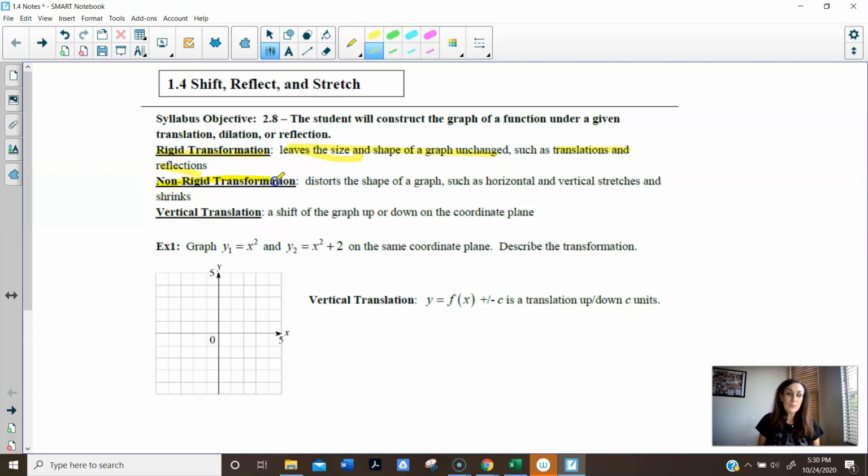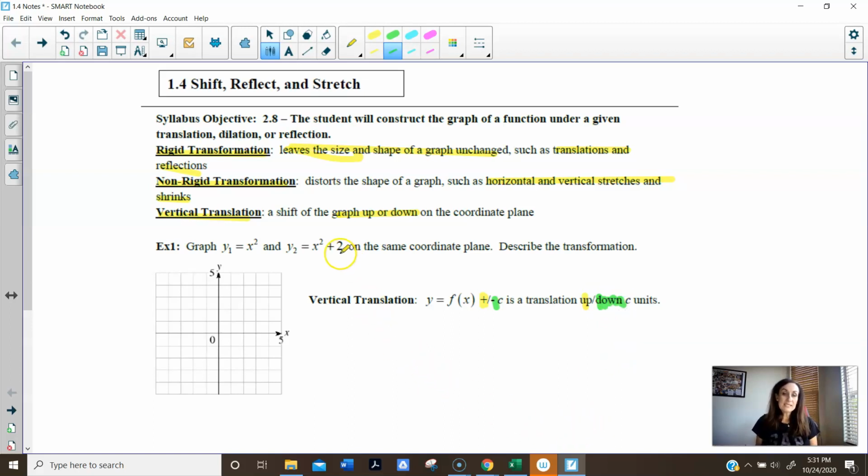A non-rigid transformation is where we change the shape of the graph by doing a horizontal or a vertical stretch or shrink. So the first transformation that we're going to do is a rigid transformation, and it's called a vertical transformation. A vertical transformation is simply going to shift the graph up or down. If we add, it's going to shift the graph up. And if we subtract a value, which we'll call C, we're going to shift the graph down.